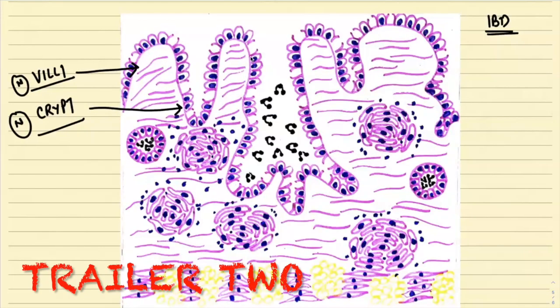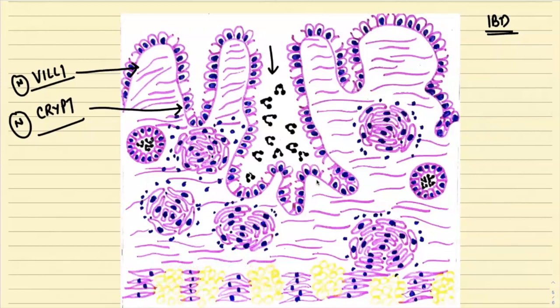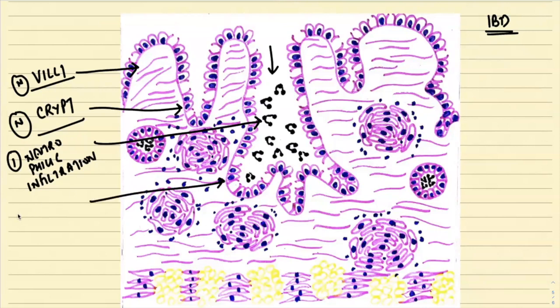Now, can you see at this particular point, is this crypt looking like a normal crypt? What can you appreciate over here? The number one thing I can see is neutrophils. Neutrophilic infiltration is seen over here. And what is this neutrophilic infiltration doing? It is actually causing damage to this particular crypt. It is leading to what is called crypt damage.